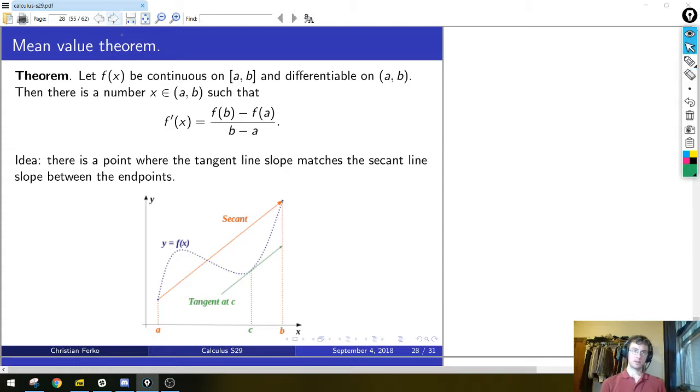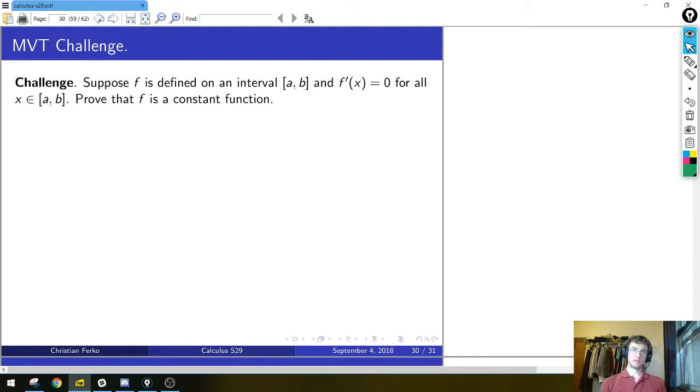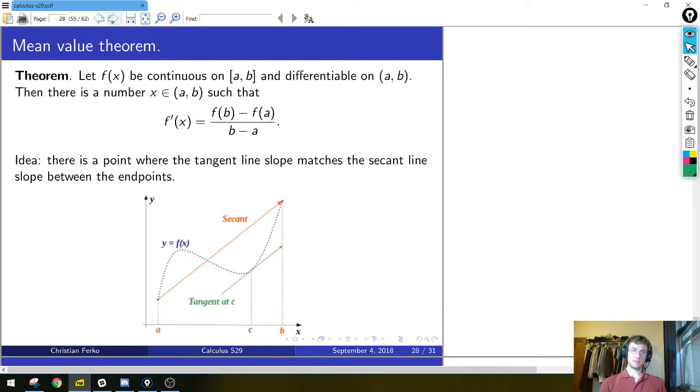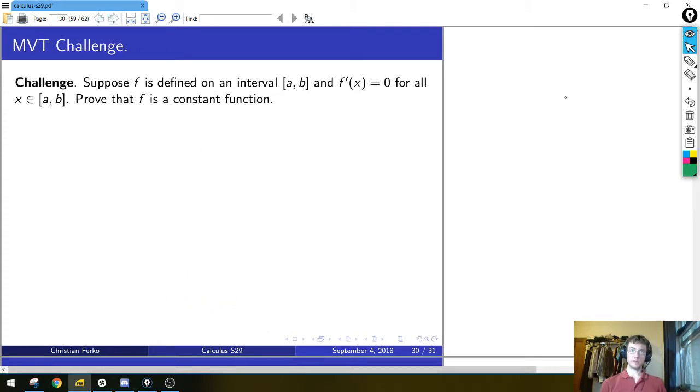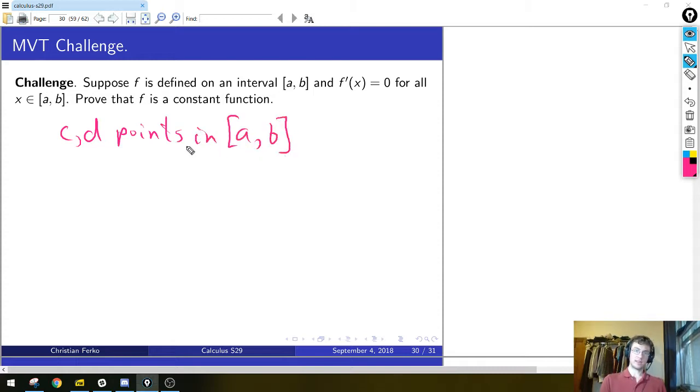So I'll ask you, let's just apply the mean value theorem to this function f and follow our noses and see what it gives us. So I'll ask you, what do we get if, let's just pick two random points, not necessarily the endpoints. Pick two points c and d in the interval, and what do we get by applying the mean value theorem to f?